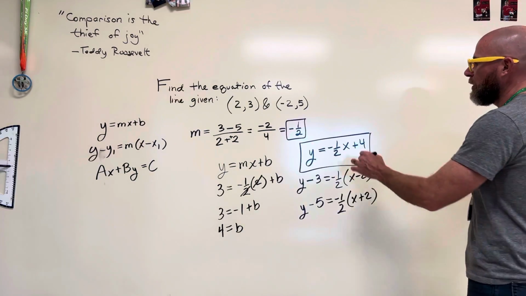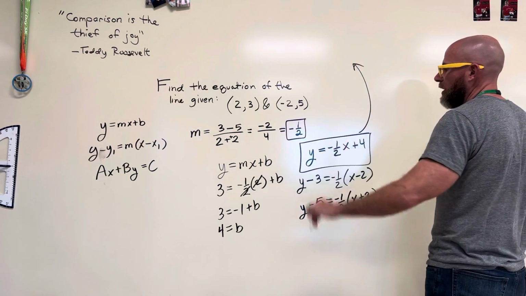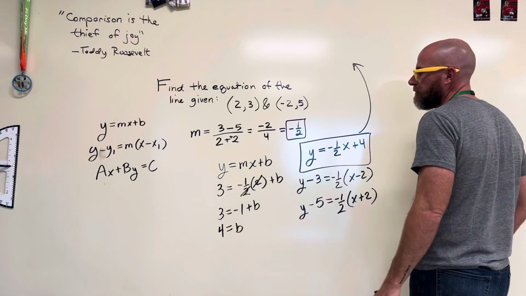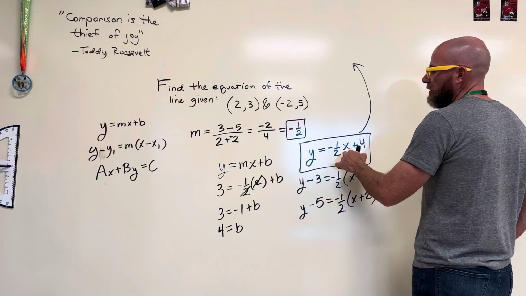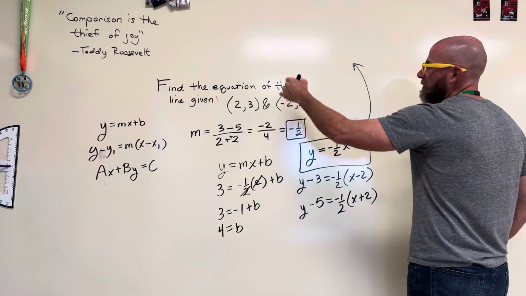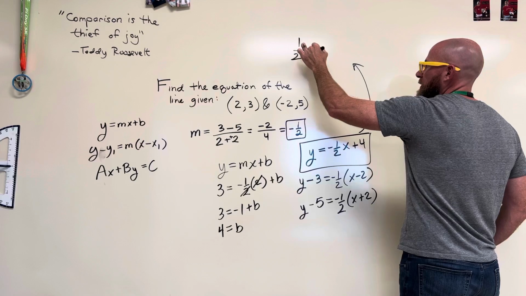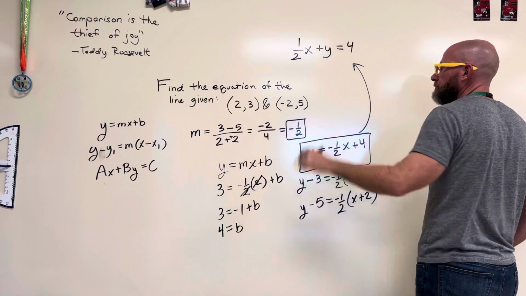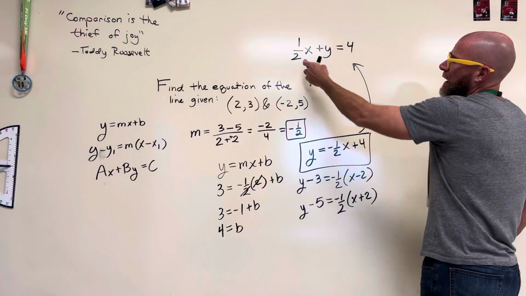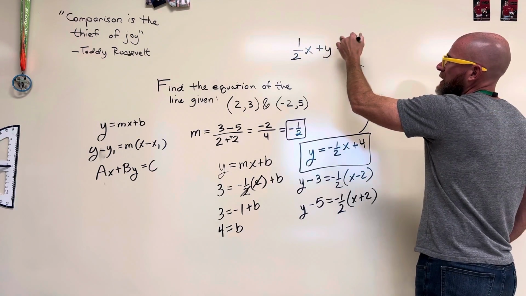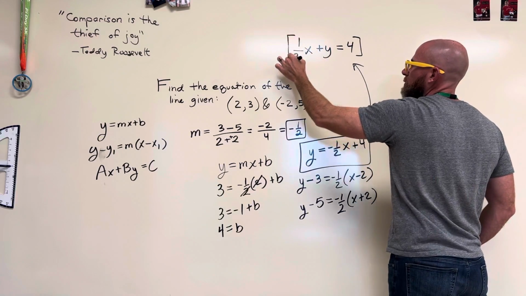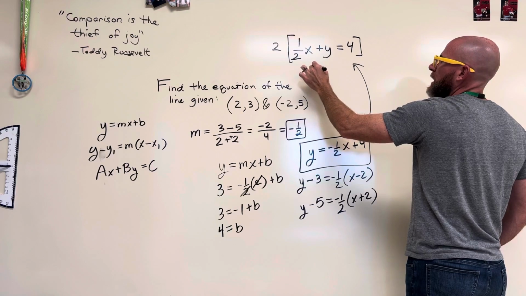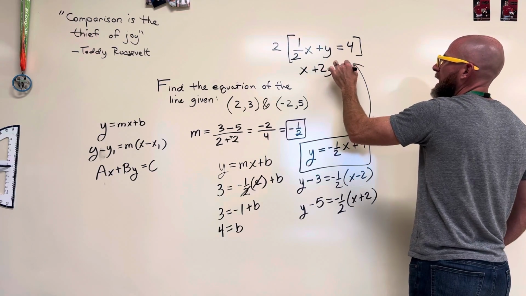And lastly, if I want to go into standard form, I'll work up here for standard form. The rule is get x and y on the same side, and then get rid of all fractions. So in this case, I'm just going to add 1/2 x over. So 1/2 x plus y equals 4. And now I have a fraction of 2. That would be the least common denominator. So I can multiply everything by 2. I get x plus 2y equals 8.